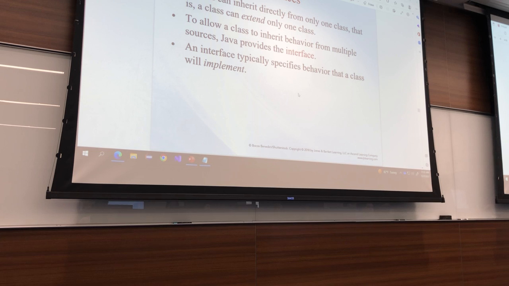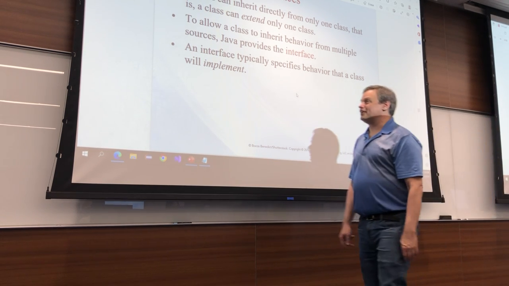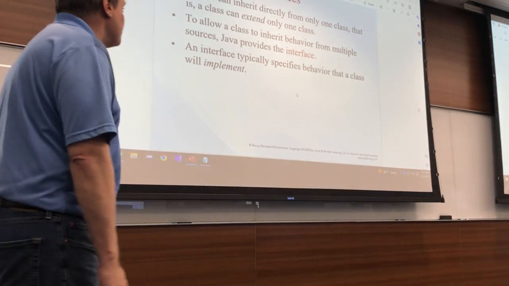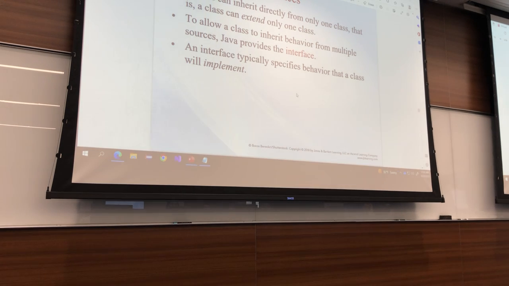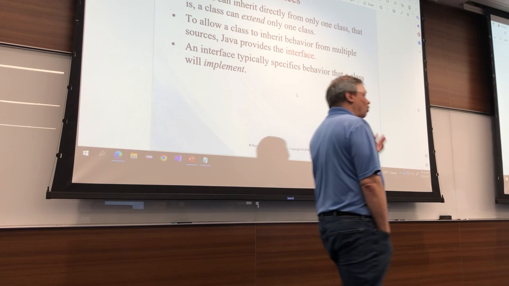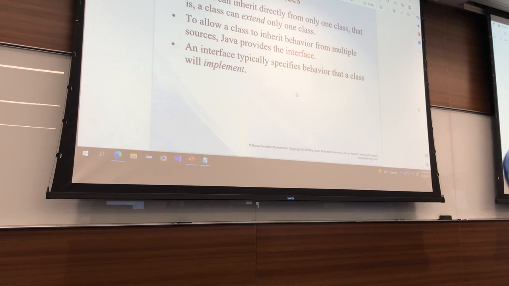Okay, so we talked about inheritance, the extends clause and everything that goes along with it. Now we're going to talk about the implements clause that also goes in a class declaration, and that leads to the discussion of interfaces. The problem with what we've discussed so far is that a class can inherit directly only from one class. So my music store can only be a store. My web store can only be a store. My grocery store can only be a store.